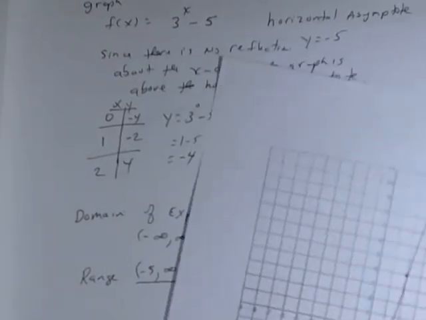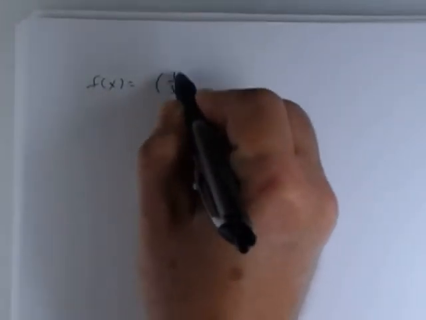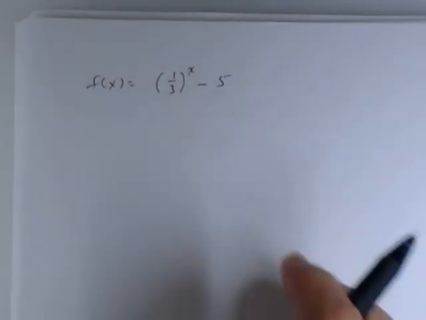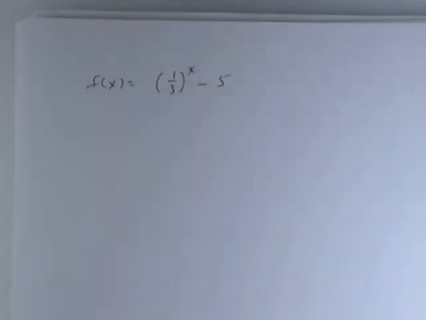All right. Now, let's look at this. And then we're going to come back and compare those two graphs. This graph here, let's look at f of x equals 1/3 to the x minus 5. So what's the difference between that and the previous one we just did? Well, be a little bit more specific. The what is different? The base. The base.